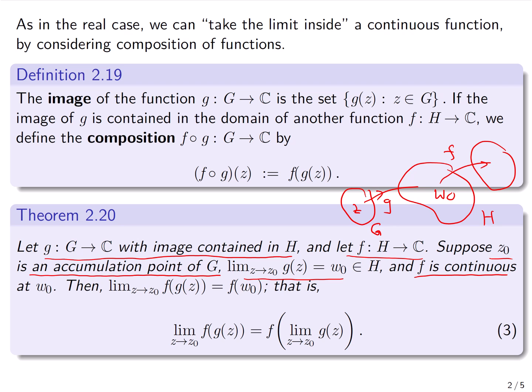So if the second function is continuous at w naught, then the limit when z goes to z naught of f(g(z)) is simply f(w naught). In other words, you have the limit outside and you can bring the limit inside, because the limit of g(z) is simply w naught. So that's the limit inside result. That's how we remember it easily: you can bring the limit inside if the second function is continuous.